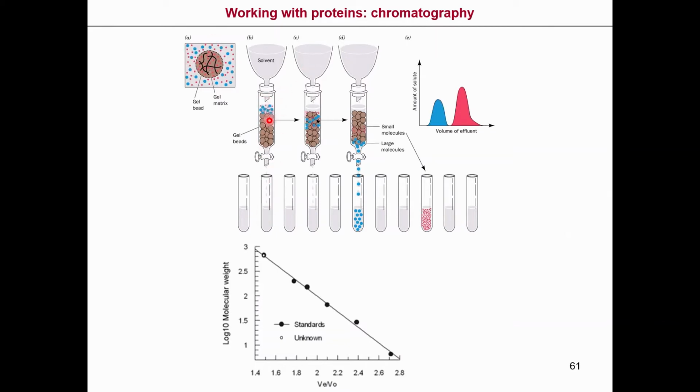At the start, you have the beads and the mixture at the top of your column. After that, the blue ones will travel faster and will be eluted first. So in the first tubes, you will have the blue proteins, and after that you will have the smaller proteins, the red ones. So we have what we call a chromatogram.